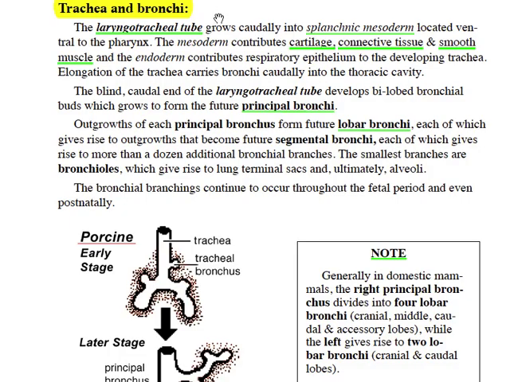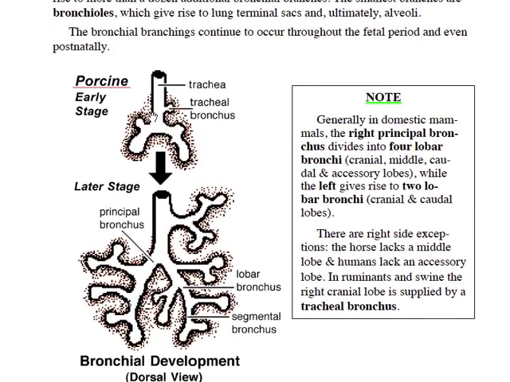As the laryngotracheal tube grows caudally, it forces its way through splanchnic mesoderm. Initially, it grows as solid cores of cells, and then it has to hollow out for air passageways. But the surrounding mesoderm is going to produce smooth muscle, the cartilages, and the connective tissue that are associated with the bronchi and the lungs. The endoderm then is going to form the lining of the trachea and the bronchi and the lungs.